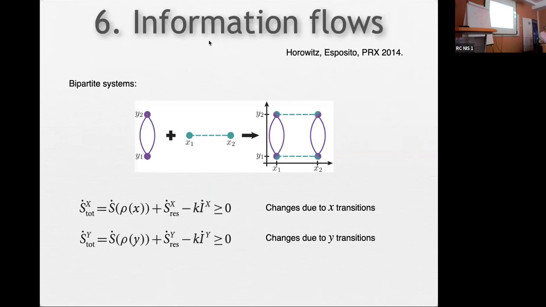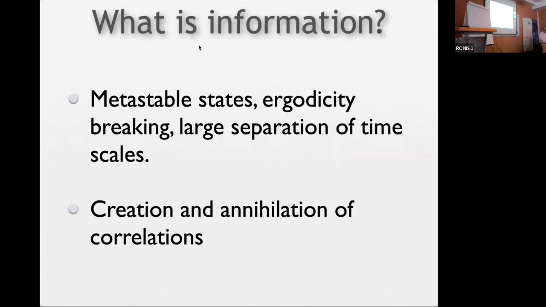Okay, for the last part, first I want to do two things. One is to explain the main ideas of how this can be useful for biology and chemistry and like that. But before, because I think now is the time to discuss this question, I want to talk a bit about a more philosophical issue, which is what is information in physics, or in general, what is information.